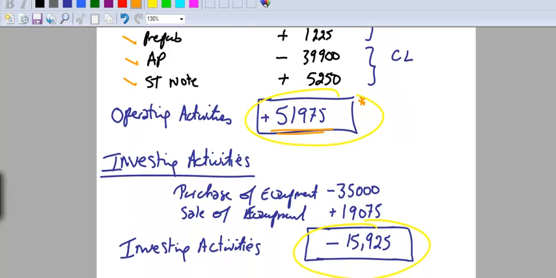Then double check again. Look at your journal entries. Was there a purchase of equipment for cash? Yeah. And was there a sale? Well, you got 35,000. And you're going to add to that negative 35,1975. Yep, I'm confident that this is correct.